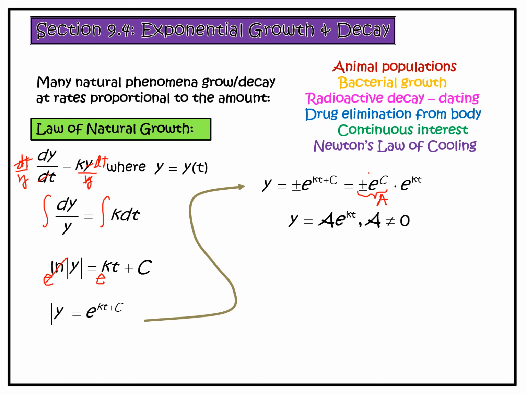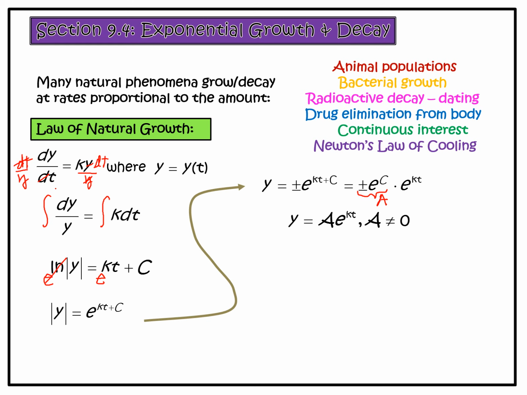But notice here that if you go back to our original differential equation, if A equals 0, that gives y equals 0. If y is equal to 0, dy/dt is 0, but then also k times y is 0. So we actually don't need this restriction that A is not equal to 0.